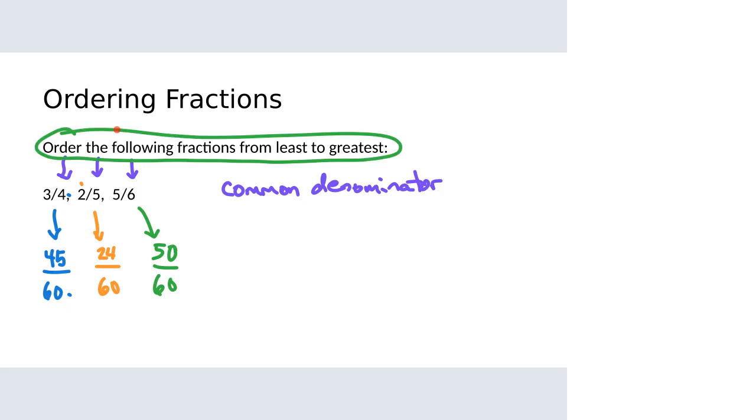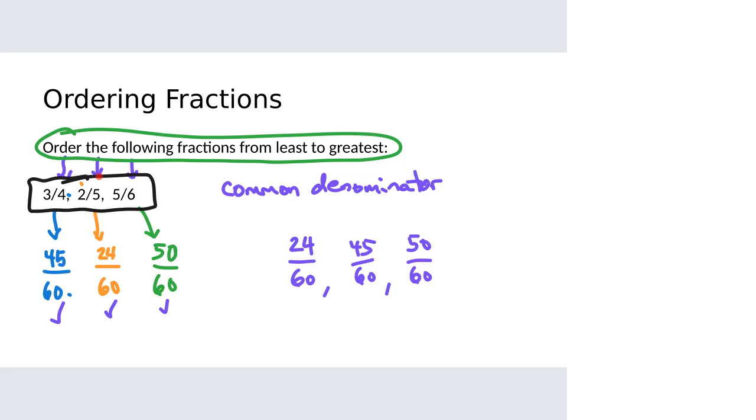So let's see, the one that's the smallest is this one here. That's 24 over 60. And the next biggest is this one, which is 45 over 60. And then finally, the biggest is 50 over 60. Of course, my job in this question was to write these fractions from least to greatest. So now I want to make sure I do those from least to greatest. Okay, 2/5 was the smallest, 3/4 was next, and 5/6 was next.